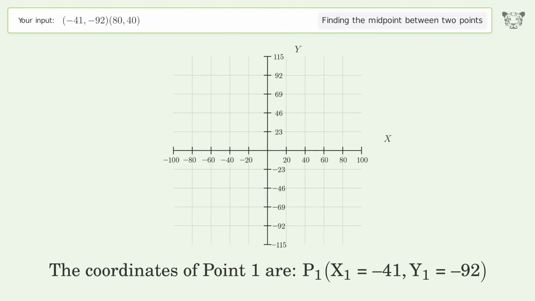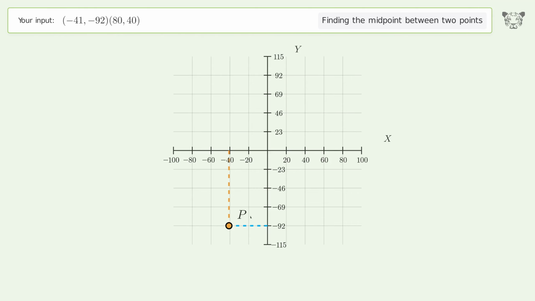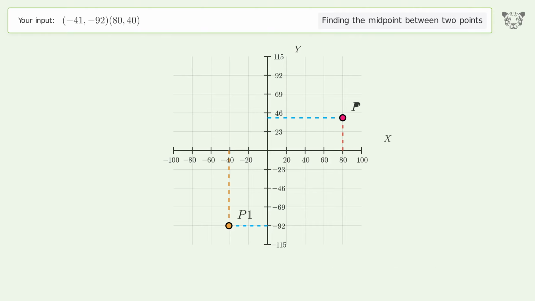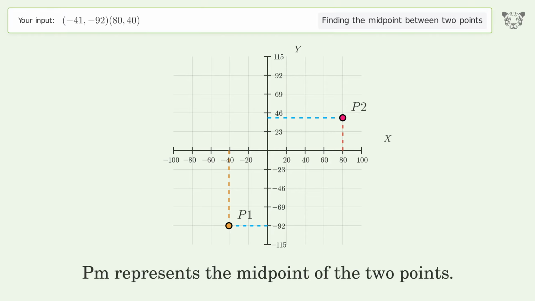The coordinates of point 1 are, x1 equals -41, y1 equals -92. The coordinates of point 2 are, x2 equals 80, y2 equals 40. PM represents the midpoint of the 2 points.